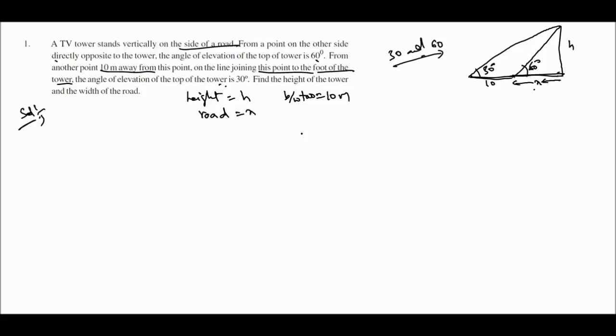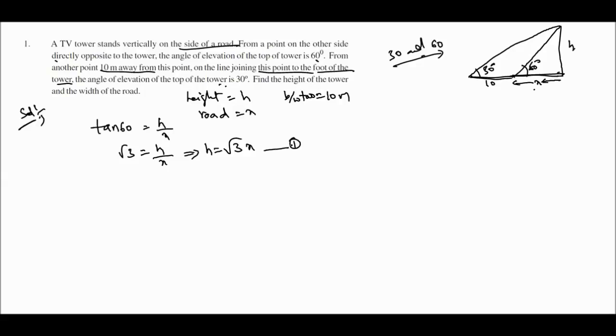From the figure, tan 60 is equal to opposite by adjacent, which is h by x. The value of tan 60 is root 3. So root 3 is equal to h by x. Therefore h is equal to root 3 into x. Let this be equation 1.